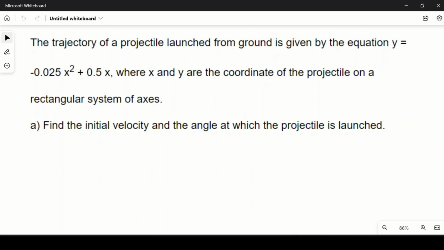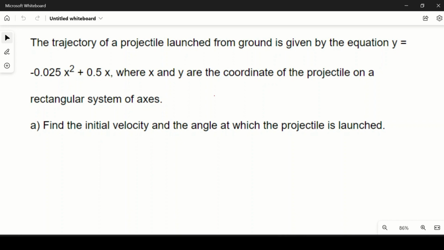Now let's move to the second problem. The trajectory of a projectile launched from the ground is given by the equation y is equal to minus 0.025 x square plus 0.5 x, where x and y are the coordinates of the projectile in a rectangular system of axes. Find the initial velocity and the angle at which projectile is launched.